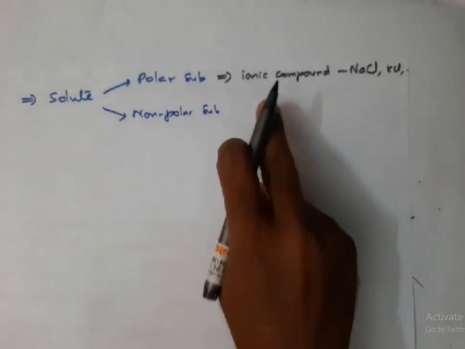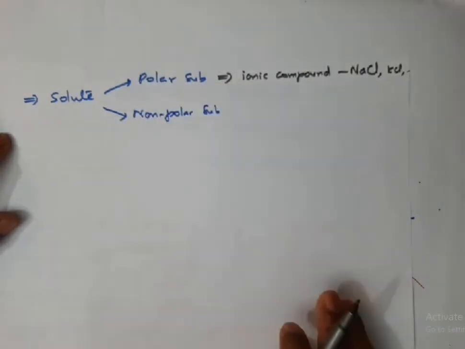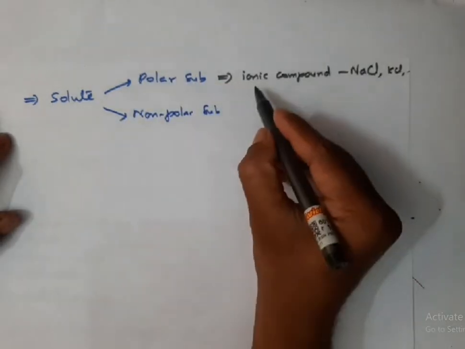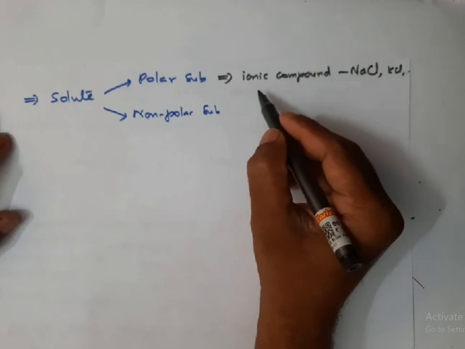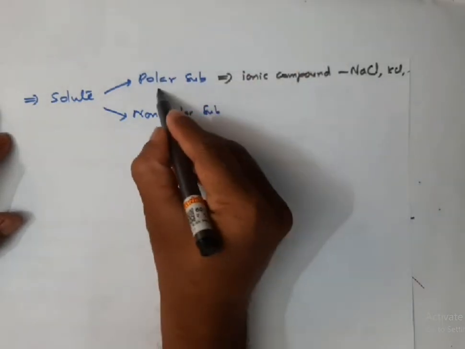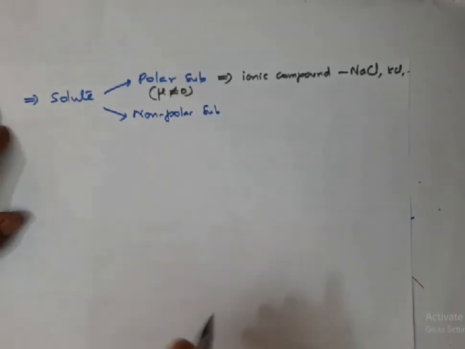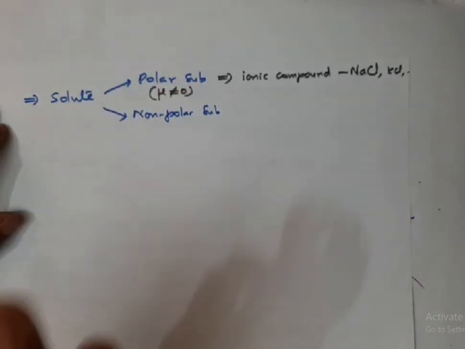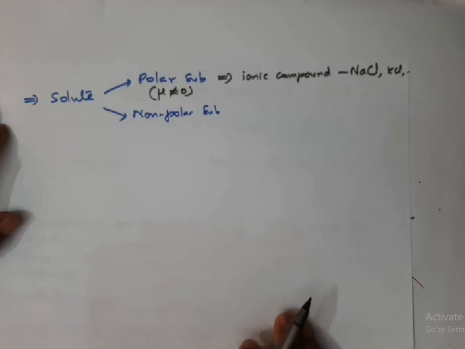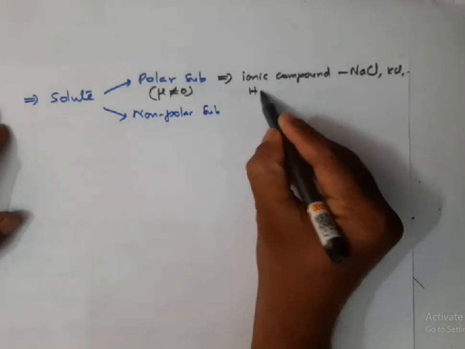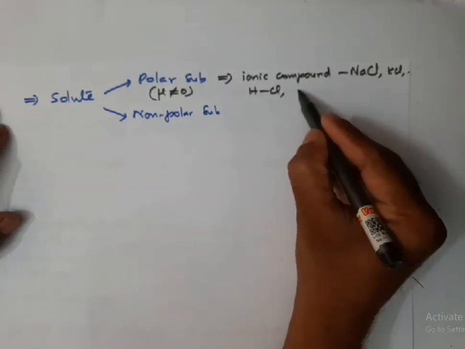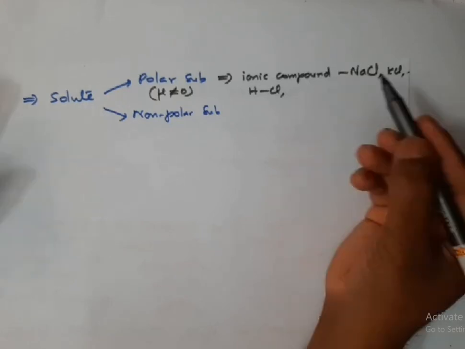Okay, ionic compounds are usually polar substances, and some other compounds too. See, polar means dipole moment is not zero. Polar means the molecules have some dipole moment. Dipole moment is not zero. Okay, hydrogen chloride, right? And we have plenty of examples.